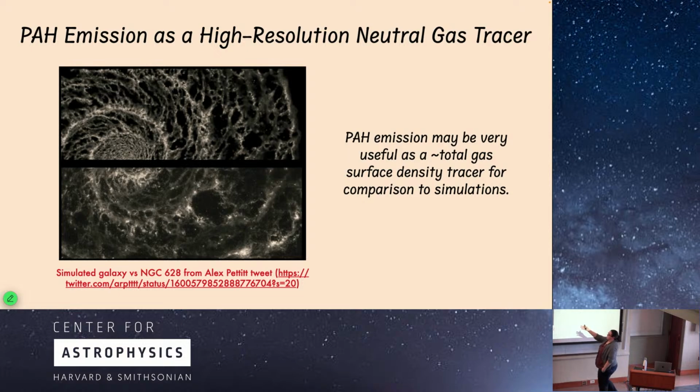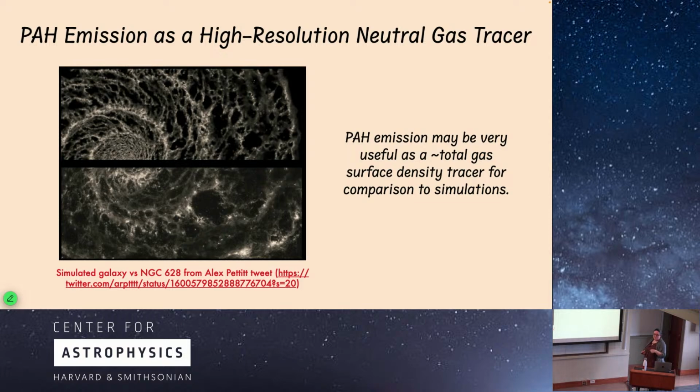So this is an interesting image that was a tweet from Alex Pettit right after the first images of NGC 628 came from JWST. And half of this is a simulated galaxy, half of this is NGC 628, and you probably can tell which is which, but it takes you a minute, right? Like, it's actually a very visually compelling comparison. So if PAHs are well mixed with both the molecular and atomic gas, they may be one of our best high-resolution tracers of the ISM in nearby galaxies.